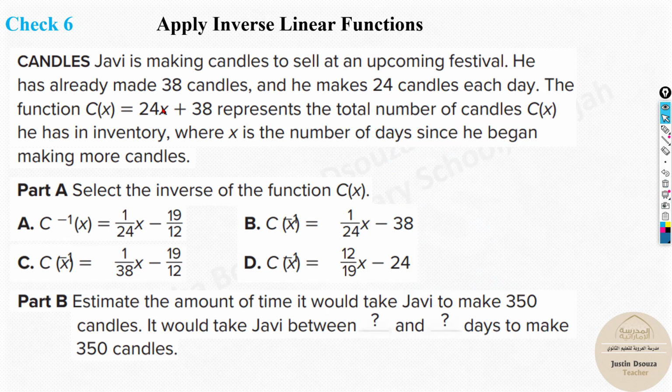It's the same as that. It's Harvey, J-A-V-I, but generally it's pronounced as Harvey. Harvey is making candles to sell at an upcoming festival. He has already made 38 candles and he makes 24 candles each day. The function C of x equals 24x plus 38 represents the total number of candles he has in inventory, where x is the number of days since he began making more candles. It's just the detail of the function, how many candles he has and everything.